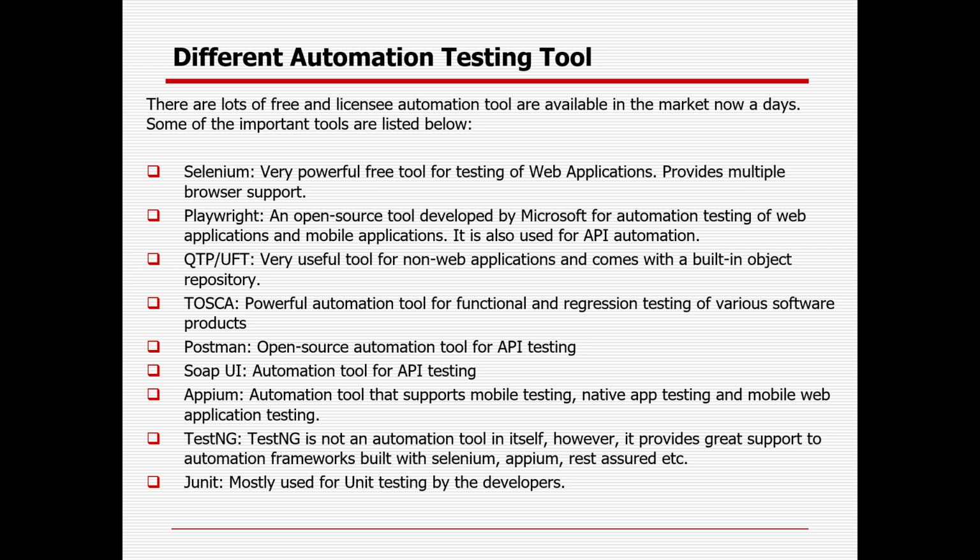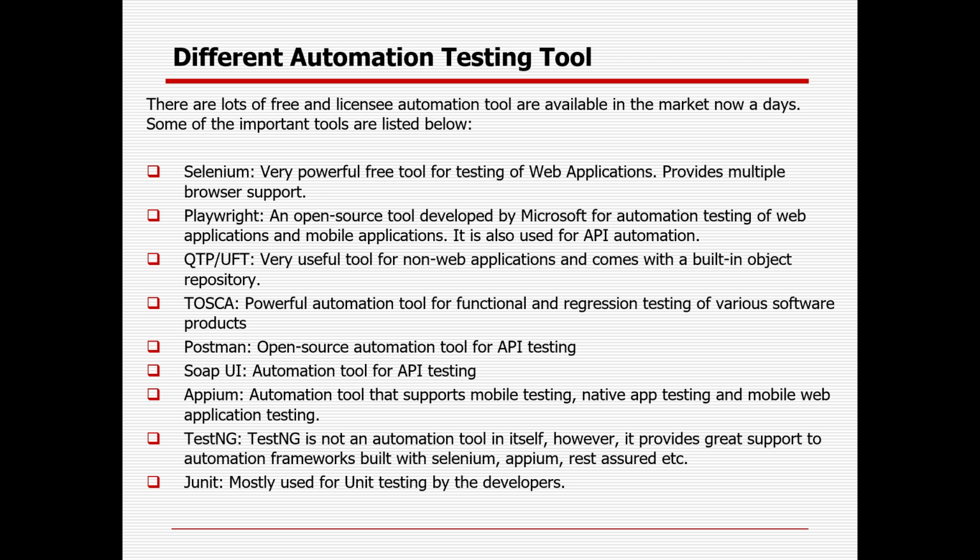So, what are the different kinds of automation testing tools available in the market? There are a lot of varieties of tools available for mobile automation, API automation, UI automation. Some are free open source tools, and some are licensed tools. Selenium is a very popular free tool for software testing of web applications. It provides multiple browser support, multiple operating system support, and multiple programming language support. It's dominating the market.